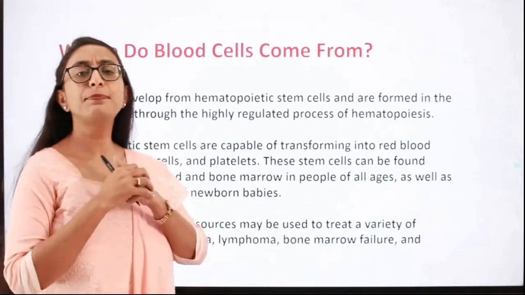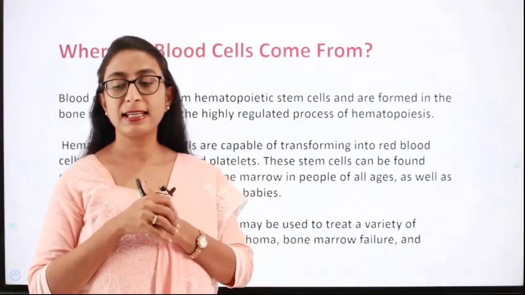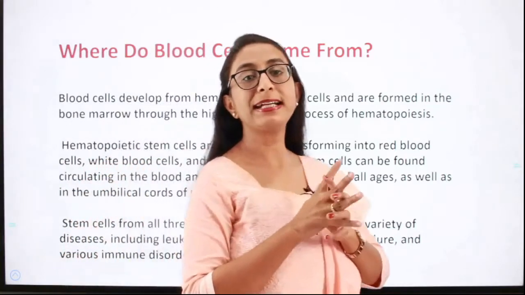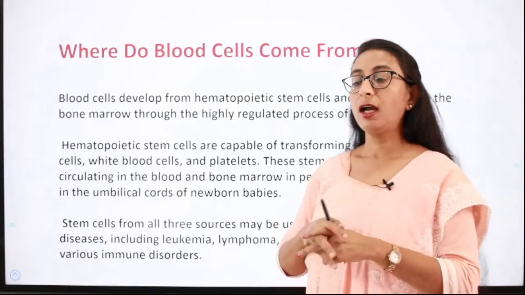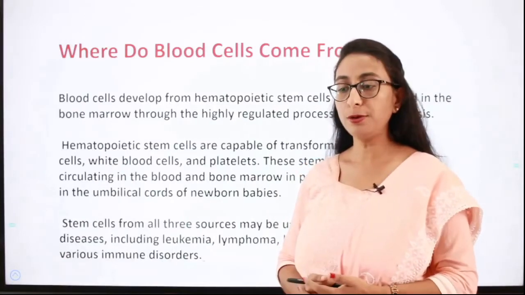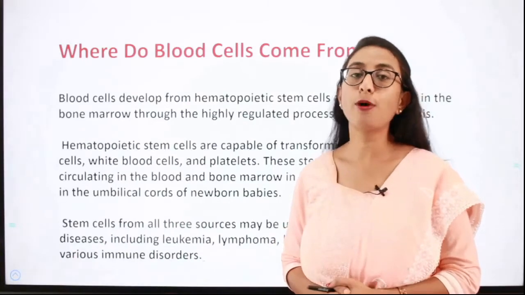So where do these blood cells come from? Where are the blood cells synthesized? Blood cells develop from hematopoietic stem cells. The hematopoietic stem cells are formed in the bone marrow through a highly regulated process.